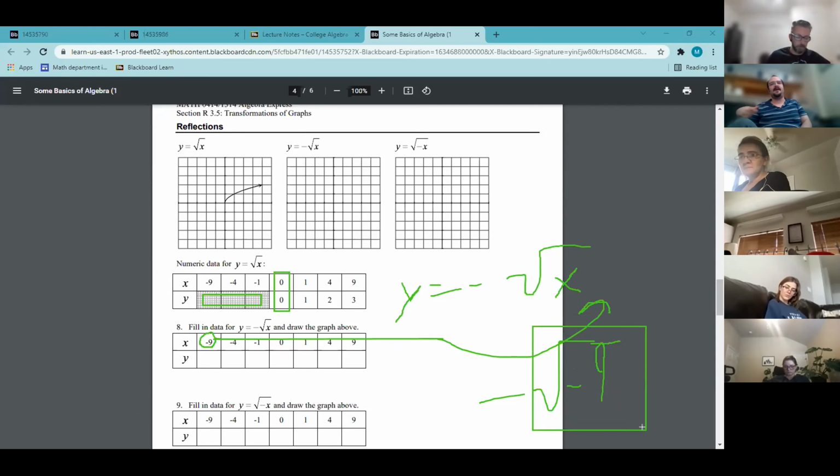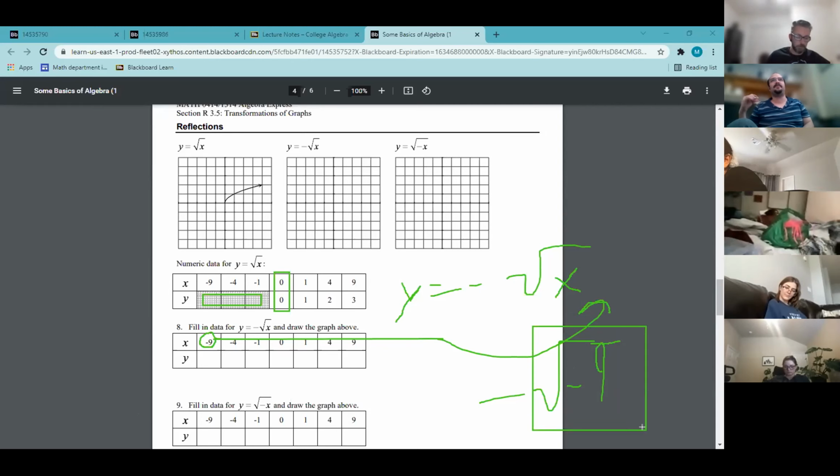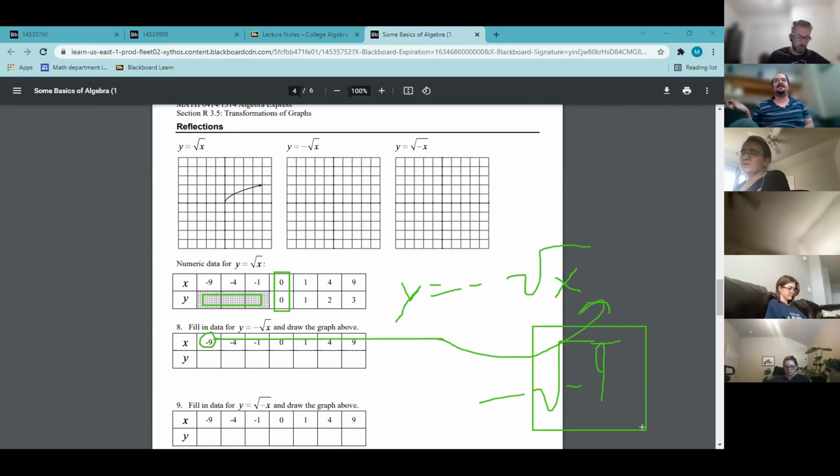If I do a square root of a -9, can I evaluate a square root of a -9? No, I can't evaluate that. And if I can't evaluate a square root of a -9, can I tack a negative on there and evaluate a negative square root of a -9? No, this thing it can't evaluate. So tacking a negative on there is not going to help me evaluate it.